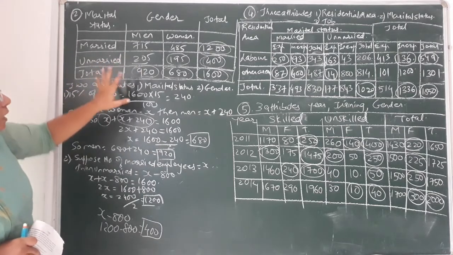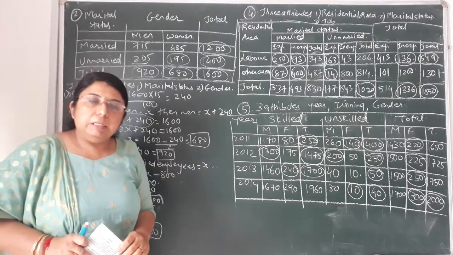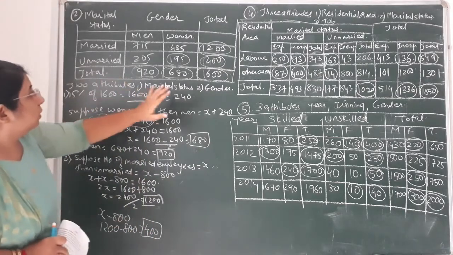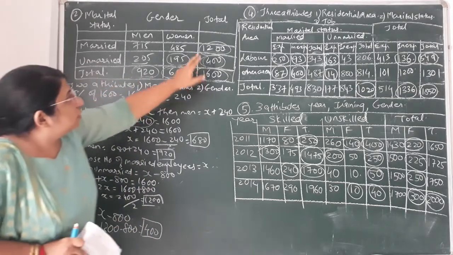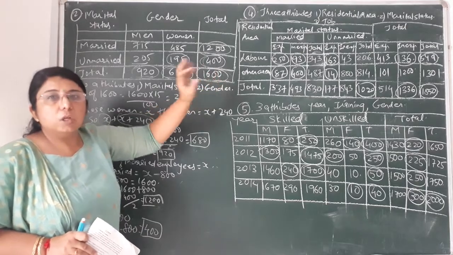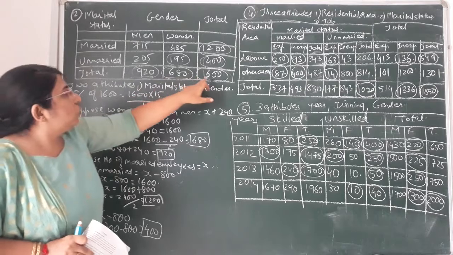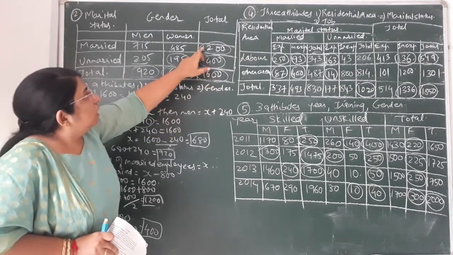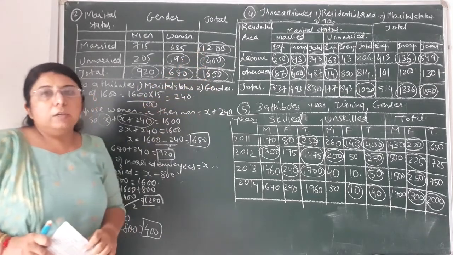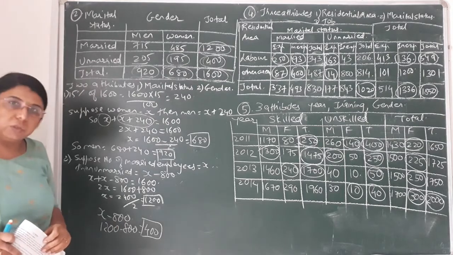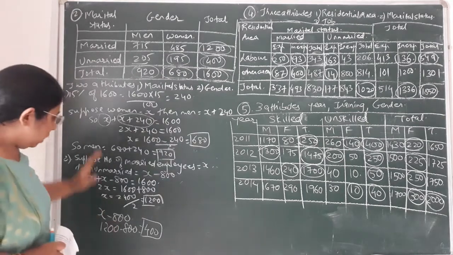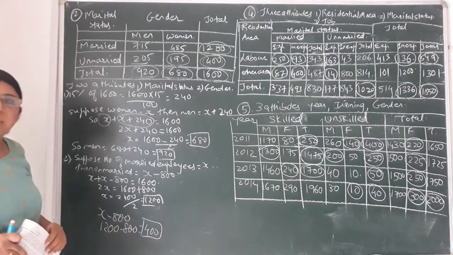Okay, so all the data we have got in the table. Now you have to tally whether the horizontal answer and the vertical answer, that is the total, come out equal from both sides. Horizontally, 920 plus 680 you will do, you will get 1600, and vertically 1200 plus 400 you will do, then also you will get the same answer, that is 1600. So our answer is correct. Okay, so that was the second sum that we have completed.